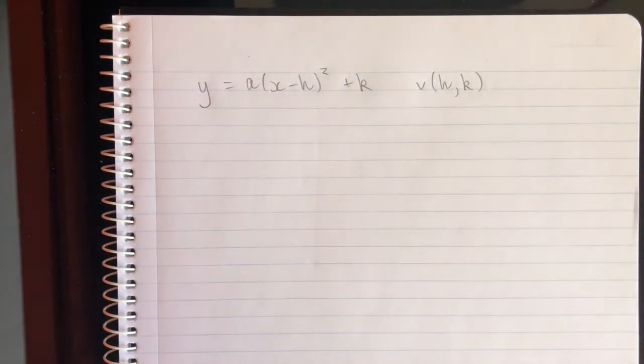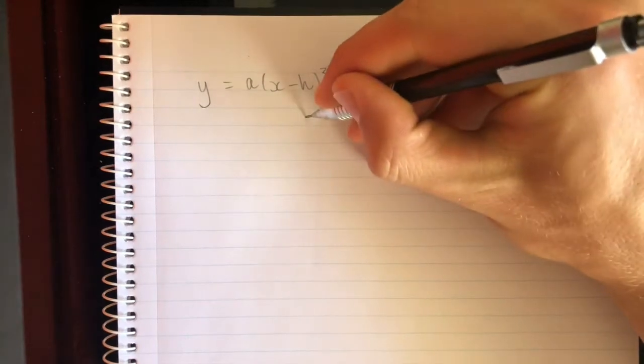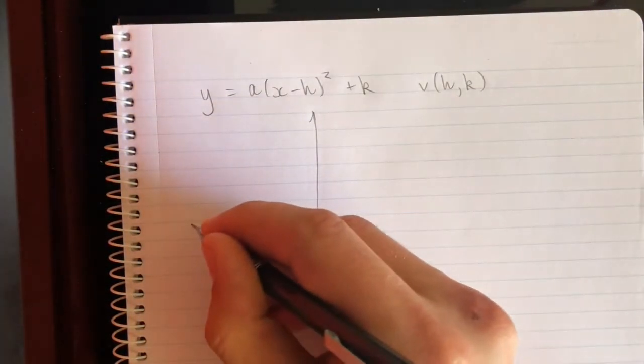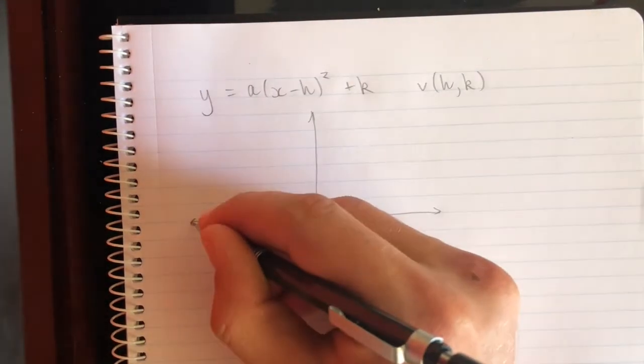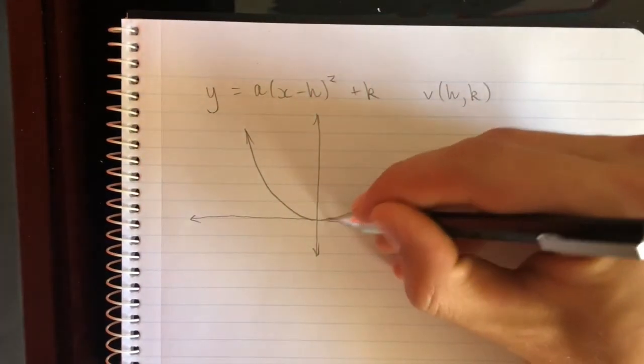So in order to use the definition to arrive at this general formula, I'm going to use the most basic parabola there is, which is centered at the origin, which is y equals x squared.